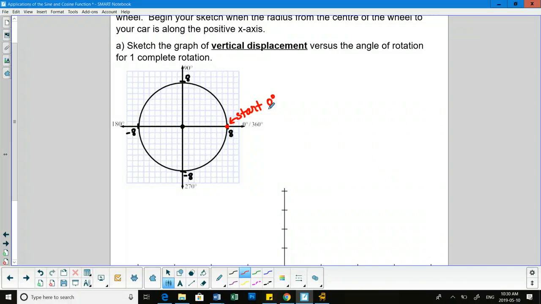When we think vertical displacement, we want to think we're tracking the y coordinate. So at this start location, what is the y coordinate? 0. So at 0 degrees, we have a vertical displacement of 0. We're not above or below the x-axis at all. We're on the x-axis. Agreed? So that's horizontal displacement, left and right. This is actually the point.